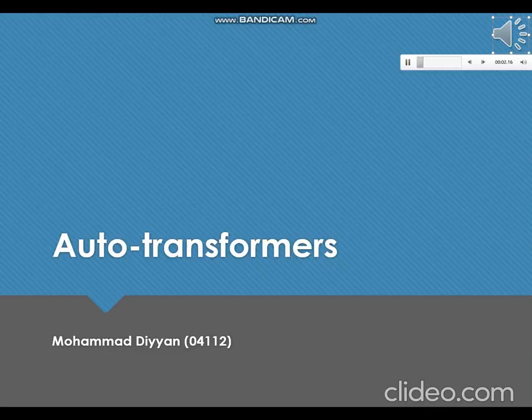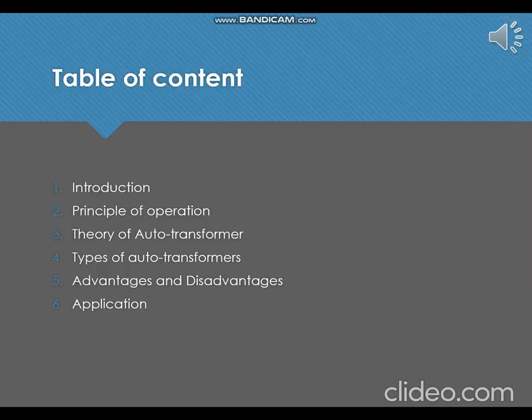Hello friends, in this presentation we will aim to analyze the construction and working principle of a special transformer called the AutoTransformer, including the types and different applications of this AutoTransformer. Topics we are attempting to go through are as follows.